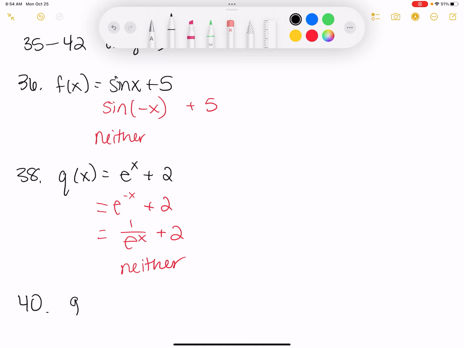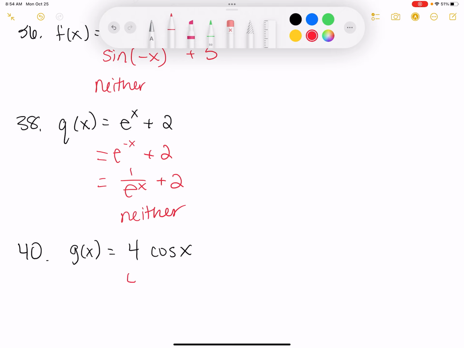All right, 40. g of x is equal to 4 times the cosine of x. Okay, so 4 cosine of negative x. So what is this one? Odd. I mean, even. What normally is cosine? Even. Okay, it's just being multiplied by something. If it was added, then it would be neither, but since it's being multiplied by 4, it's going to stay even.